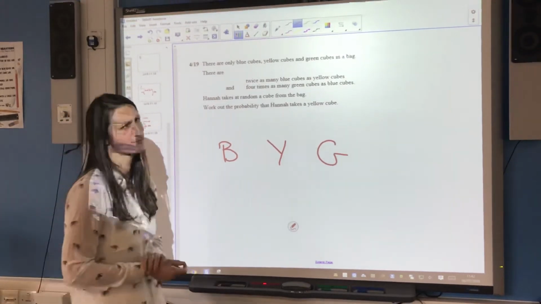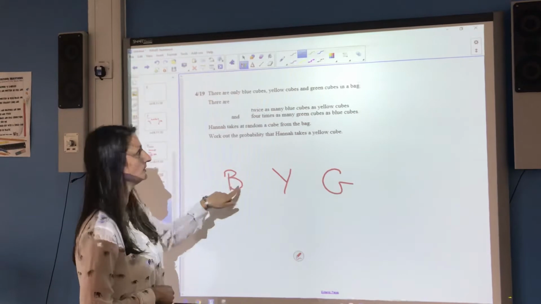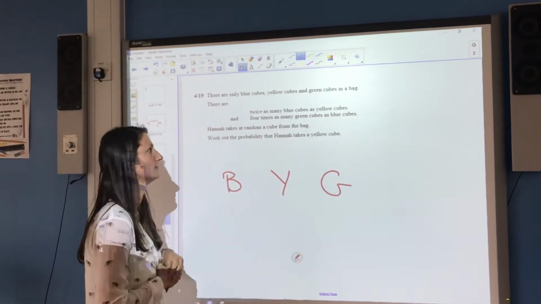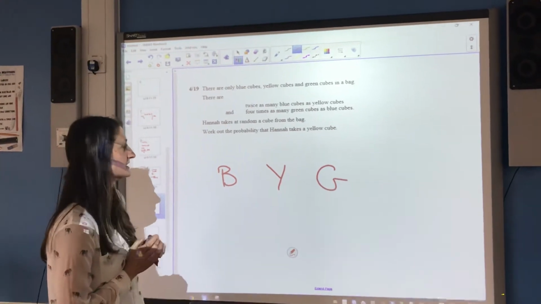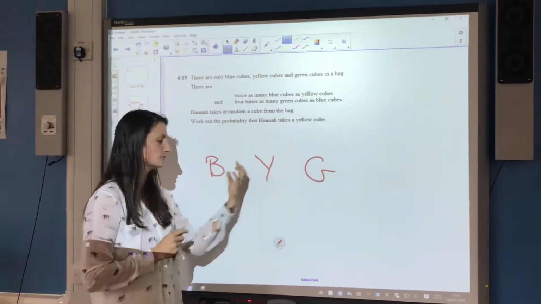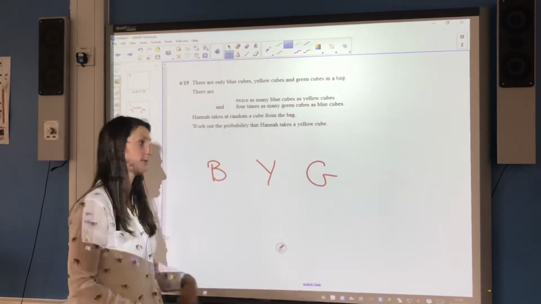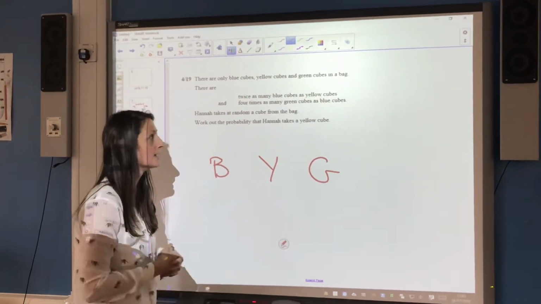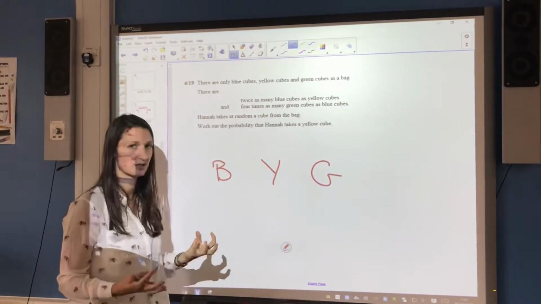Now this question, I had to read this a few times. It's really hard to get the wording of this. So we've got blue, yellow and green cubes in a bag. And the reason these questions are really tricky is you often realise, okay, well I don't know the numbers. So like we did in the last paper, we want to call one of them X. But you need to be careful, because you don't want to call blue X just because it comes first.